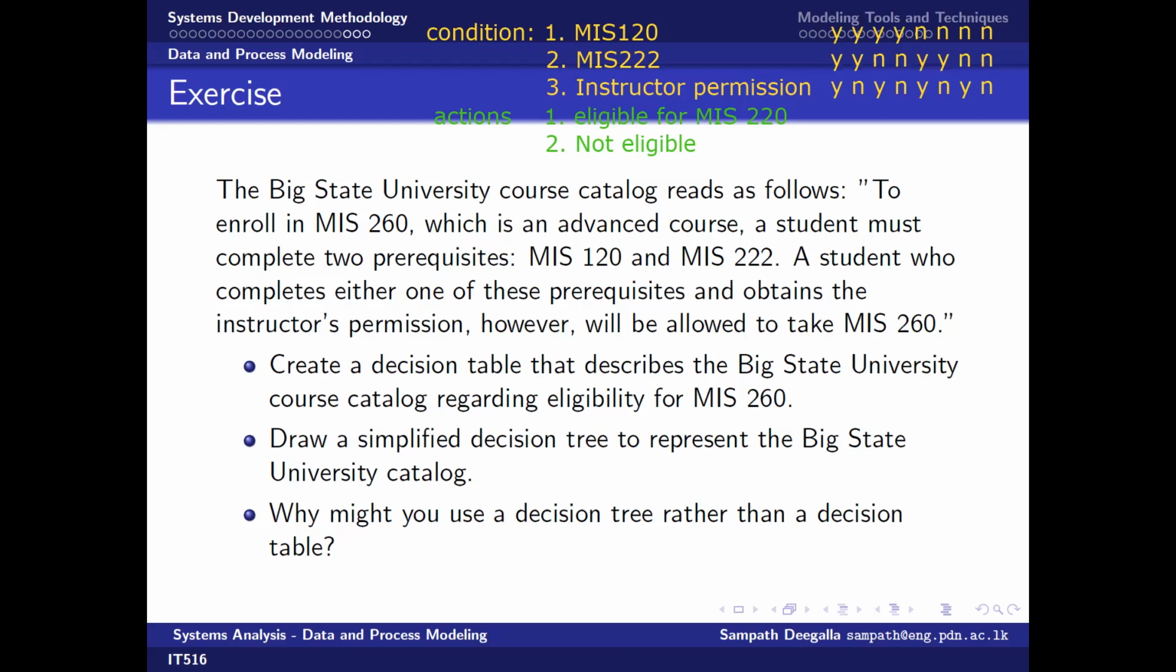So this is all possible combinations, isn't it? Now we can have the green colored one. First is eligible for 260, doctor. Yes, the first one.